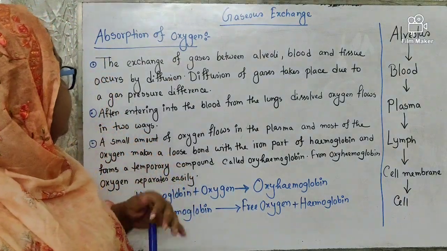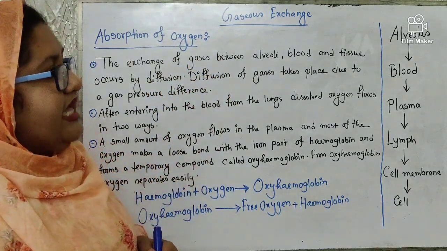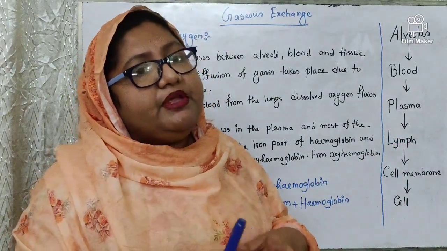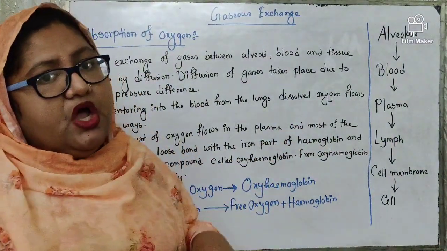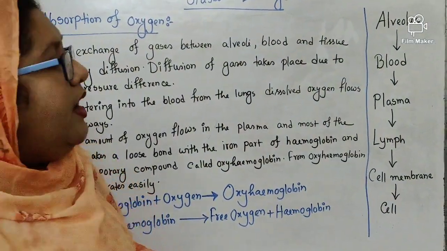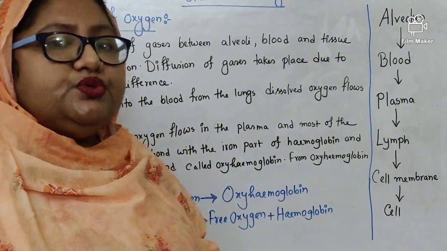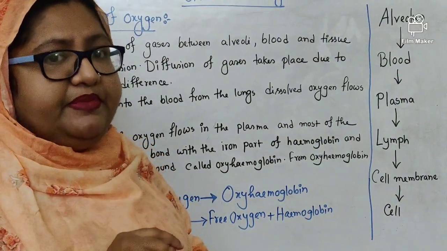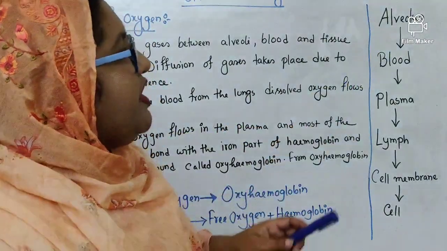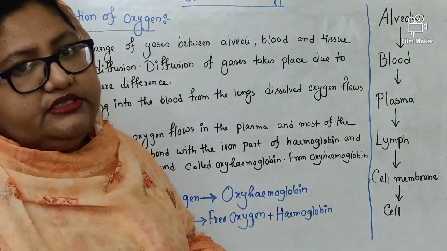Now I will discuss the absorption of oxygen. Before this, I will describe a flowchart so that you can memorize this total process within a short time and you can explain it properly. At first, when we inhale, the oxygen enters into the lungs. That means the oxygen directly reaches the alveolus. Okay? From the alveolus, the oxygen gets mixed with the blood.